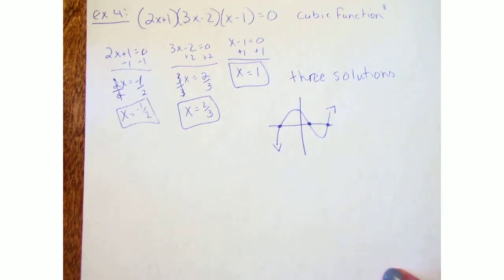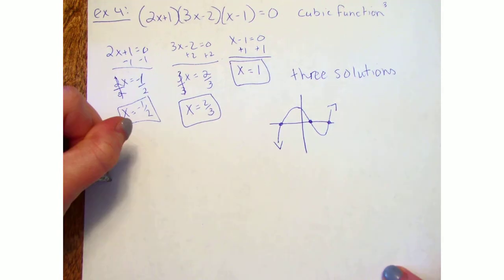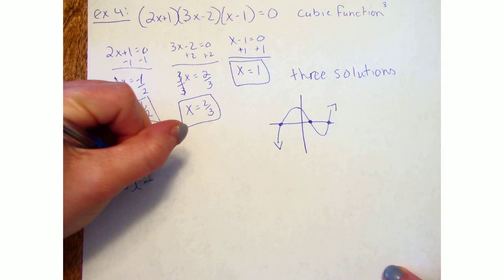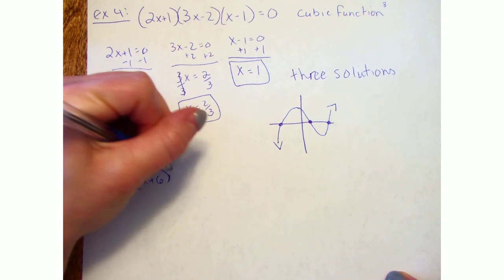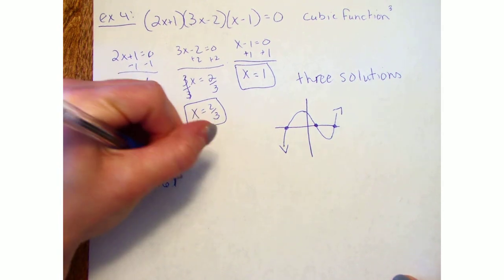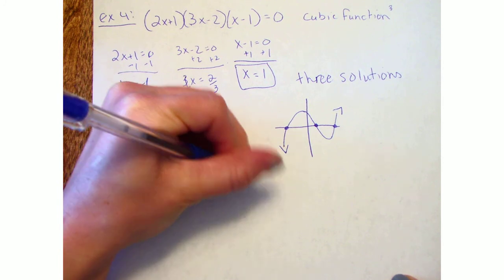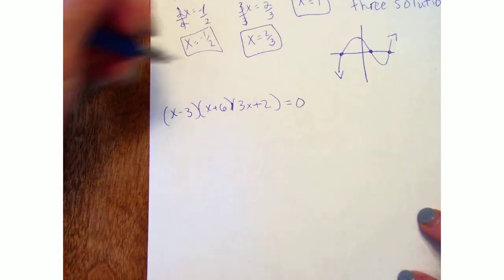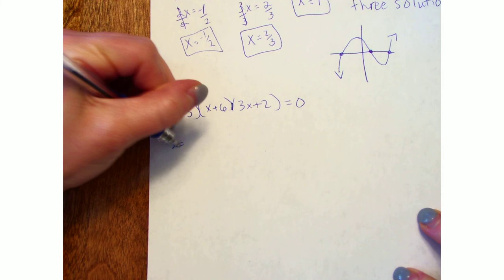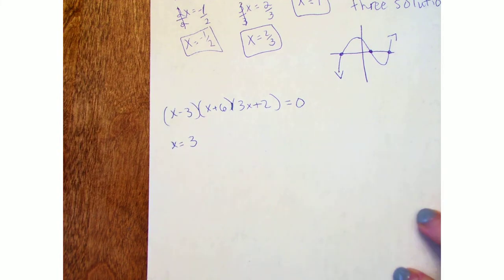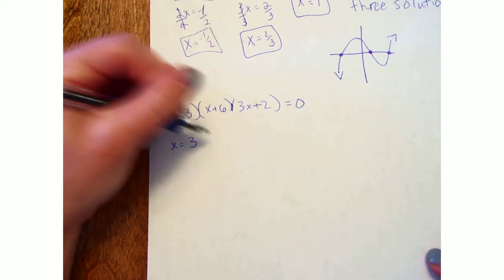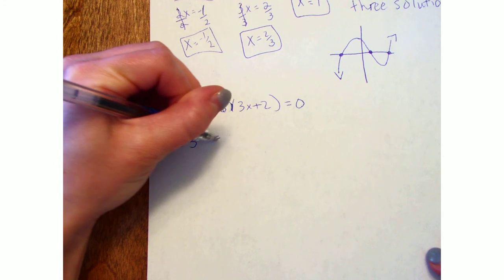So let's try one more. (x - 3)(x + 6)(3x + 2) = 0. You're left with x = 3. Again, just opposite signs. x = -6.